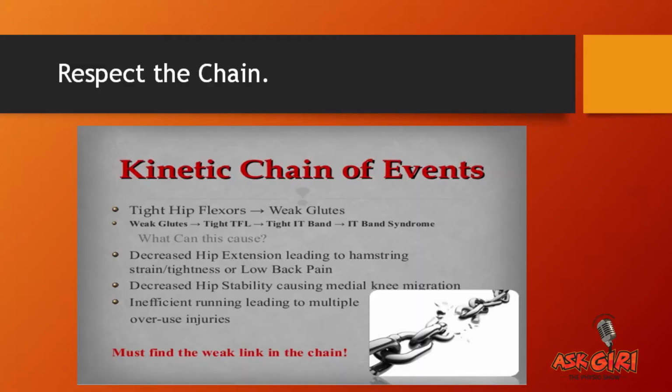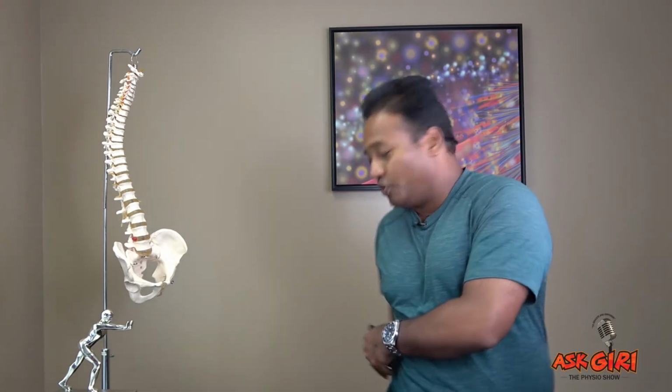The next one is the kinetic chain we talked about. When we talk about running, it's not like, okay, I'm going to strengthen my glutes. You can't just do an isolated glutes exercise. You have to respect the whole chain and how it is working. For example, if your hip flexors are tight, that's going to inhibit how your gluteus fires, so it's going to make your gluteus weak. Weak gluteus is going to activate more tensor fascia lata, a muscle on the side here, because the gluteus medius is not working, so that other muscle has to work more.